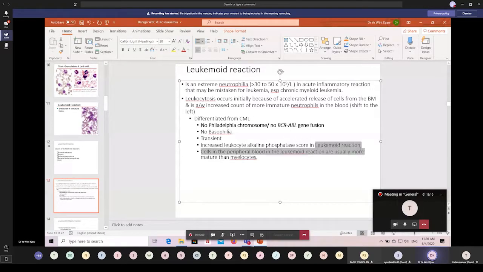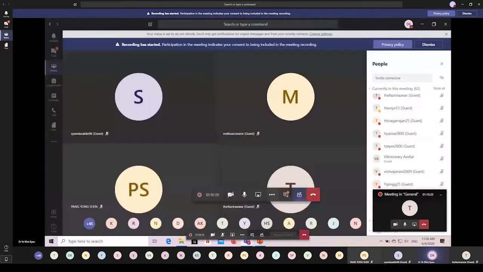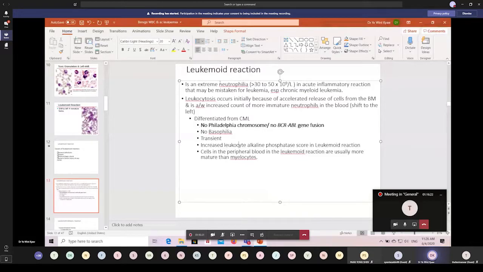In leukemoid reaction, the neutrophil leukocyte alkaline phosphatase score is increased because they are well functioned. Leukemoid reaction is not leukemia. So even though they produce immature cells, their neutrophils are still well functioned. In leukemia, which is cancer, even though they produce a lot of neutrophils and a lot of immature cells, their function is not good. So this score is usually increased in leukemoid reaction.